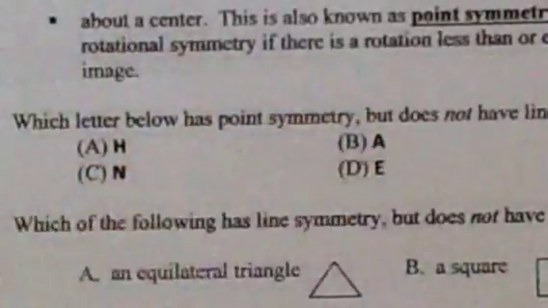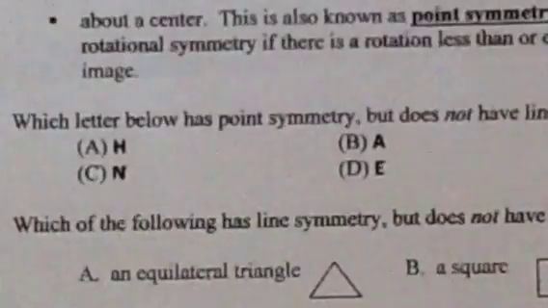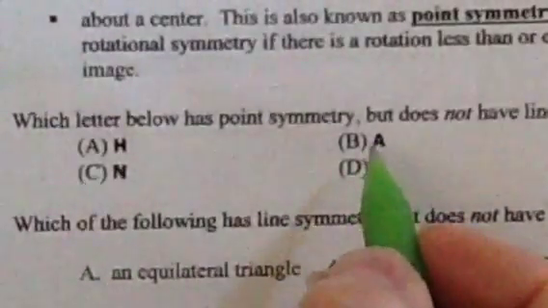It has a vertical line of symmetry, but it has no horizontal line of symmetry. It has no point symmetry. If I rotate the A 180 degrees, literally turning my paper upside down, it no longer looks like an A, it looks like an upside down A.